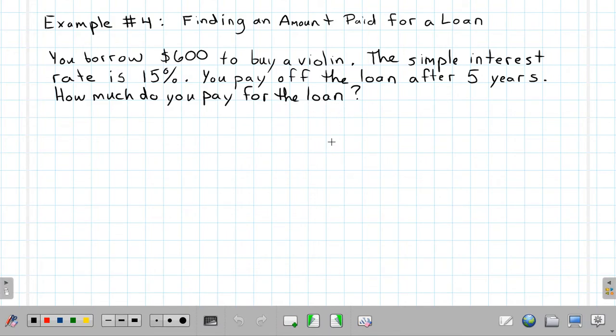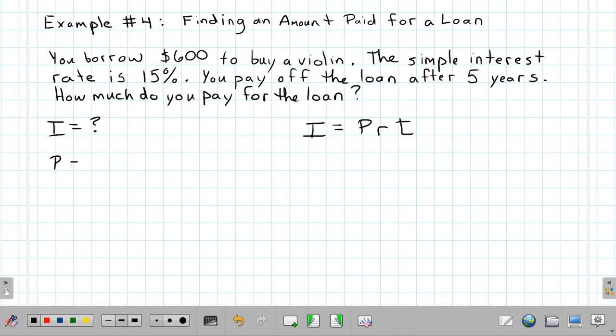Okay. Well, first off, once again, we see the word simple interest, or we see the word interest here, so we know we're going to be using I equals P R T. So let's see what we know of those. Do we know what I is? Well, we know the interest, okay, that's actually what we're looking for. How much do you pay for the loan? Well, how much we're going to pay for the loan is going to be the interest plus the principal, okay? And I'll talk more about that in just a second, but the interest is actually what we're looking for here. We need the interest to answer this question, okay?